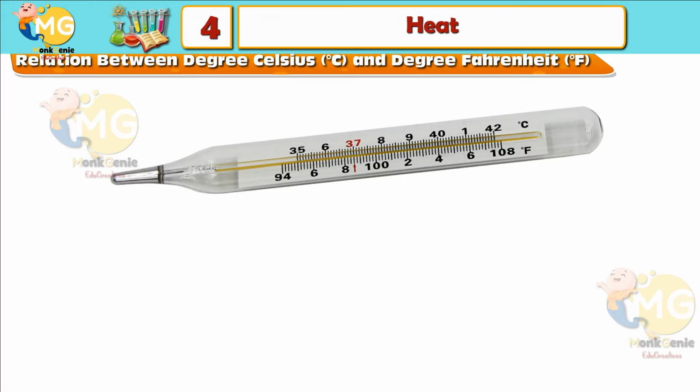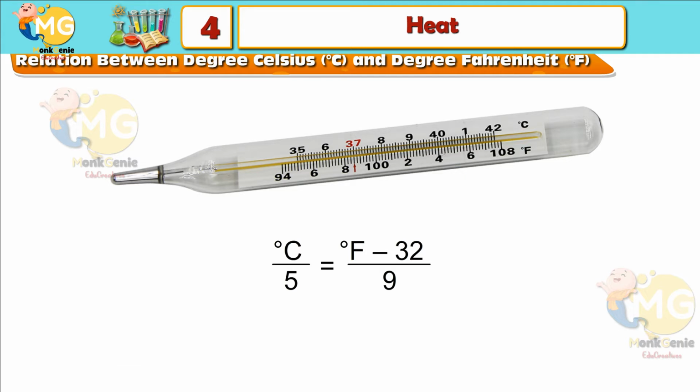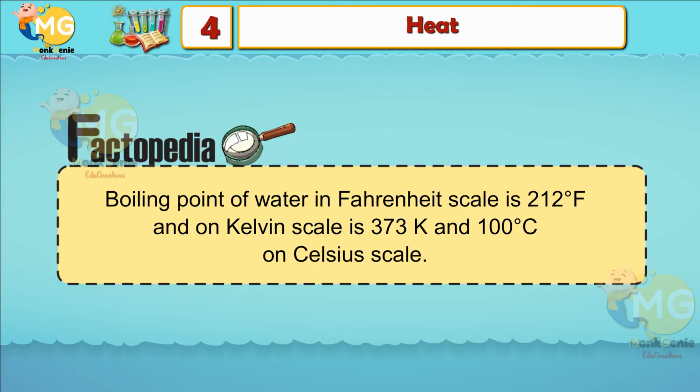Relation between degree Celsius and degree Fahrenheit. The following formula shows the relationship between degree Celsius and degree Fahrenheit. Degree Celsius upon 5 is equal to degree Fahrenheit minus 32 divided by 9. Factopedia. Boiling point of water in Fahrenheit scale is 212 degrees Fahrenheit and on Kelvin scale is 373 K and 100 degrees Celsius on Celsius scale.